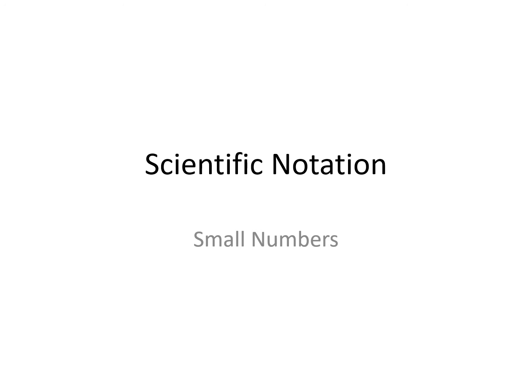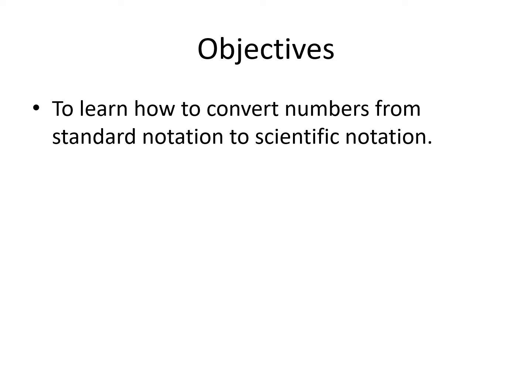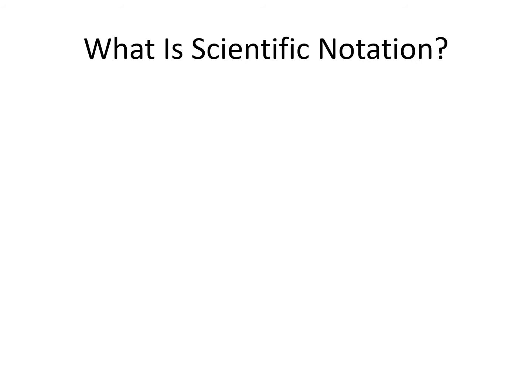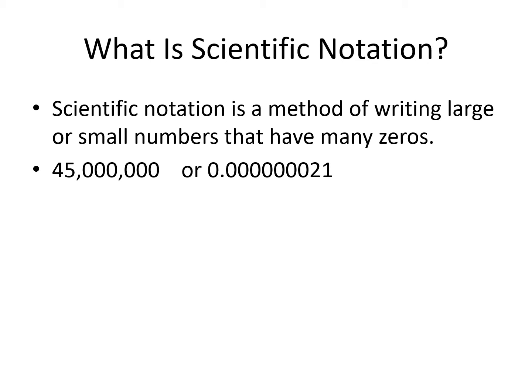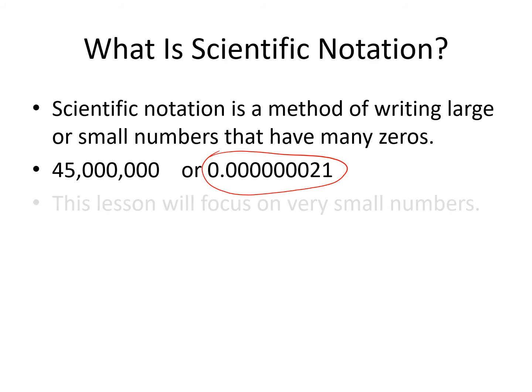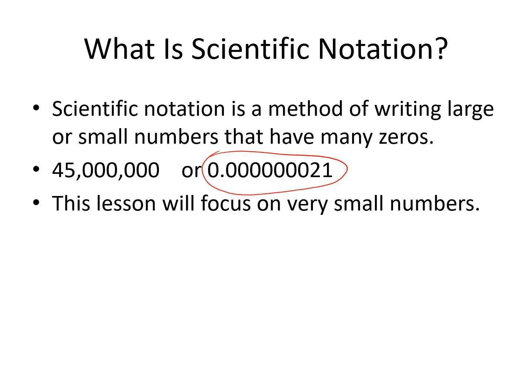Scientific notation with small numbers. So you're going to learn how to convert numbers from standard notation to scientific notation. And to remind you, what is scientific notation? It's a way of writing very large or very small numbers that have many zeros, like this 45 million or this tiny number. Today we're going to be focusing on these tiny numbers that have lots of zeros there. We're going to focus on small numbers.